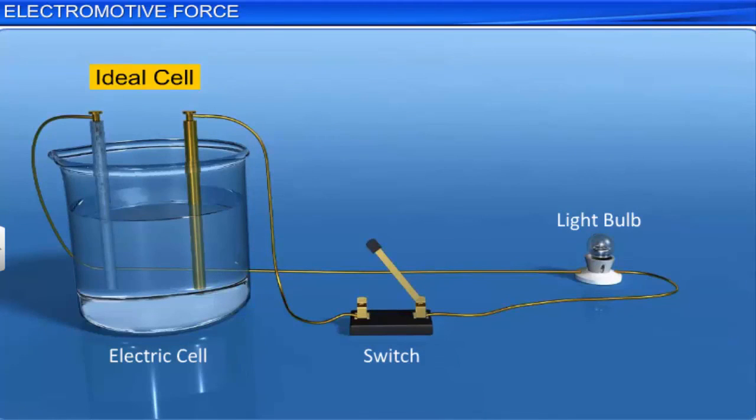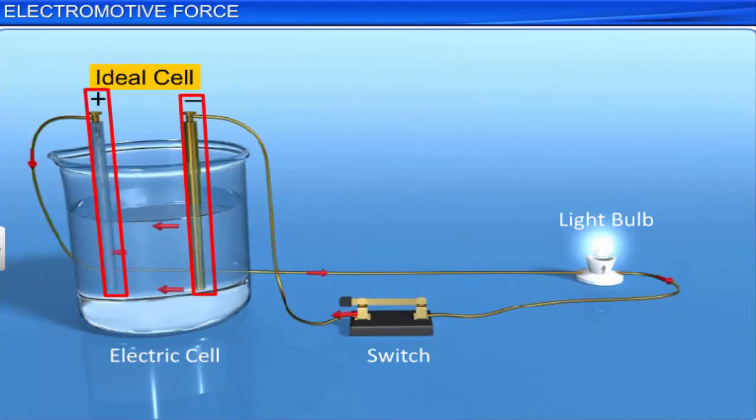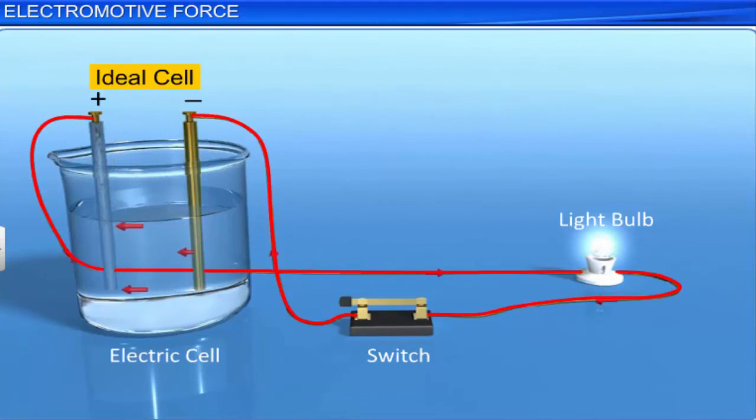If an ideal cell is not connected to an external circuit, that is, when no current is drawn from it, then the potential difference across its terminals is equal to its EMF. If the ideal cell is connected to an external circuit, that is, if the switch in the circuit is on, then the potential difference across the terminals of the cell is equal to that across the resistance in the external circuit.